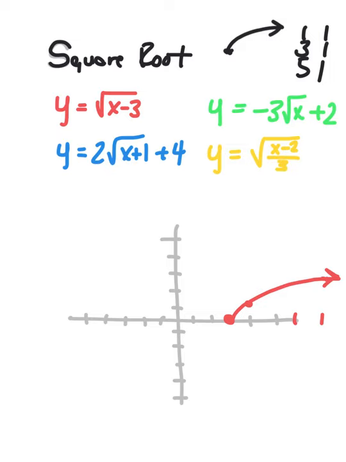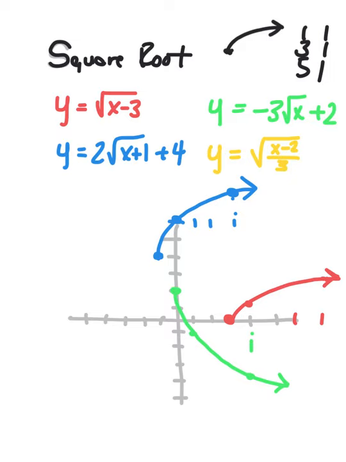Blue graph, we move left 1 up 4, and then I would go over 1 up 2, and then over 3 up 2, and my graph would look like this. The green graph's not moved left to right at all, it's moved up 2, and then I would go over 1, down 3, and then over 3, down 3, and my graph would look like that.